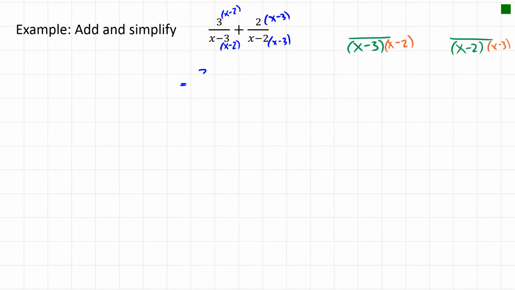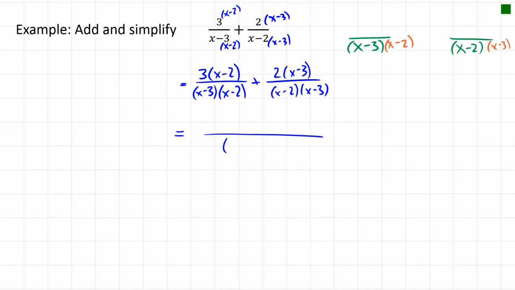So this looks like 3 times x minus 2 over x minus 3 times x minus 2, plus 2 times x minus 3 over x minus 2 times x minus 3. And now I've got my two fractions or rational expressions with common denominators. So I can go ahead and add them. So there's my denominator. And on the top, I need to simplify this as much as possible.